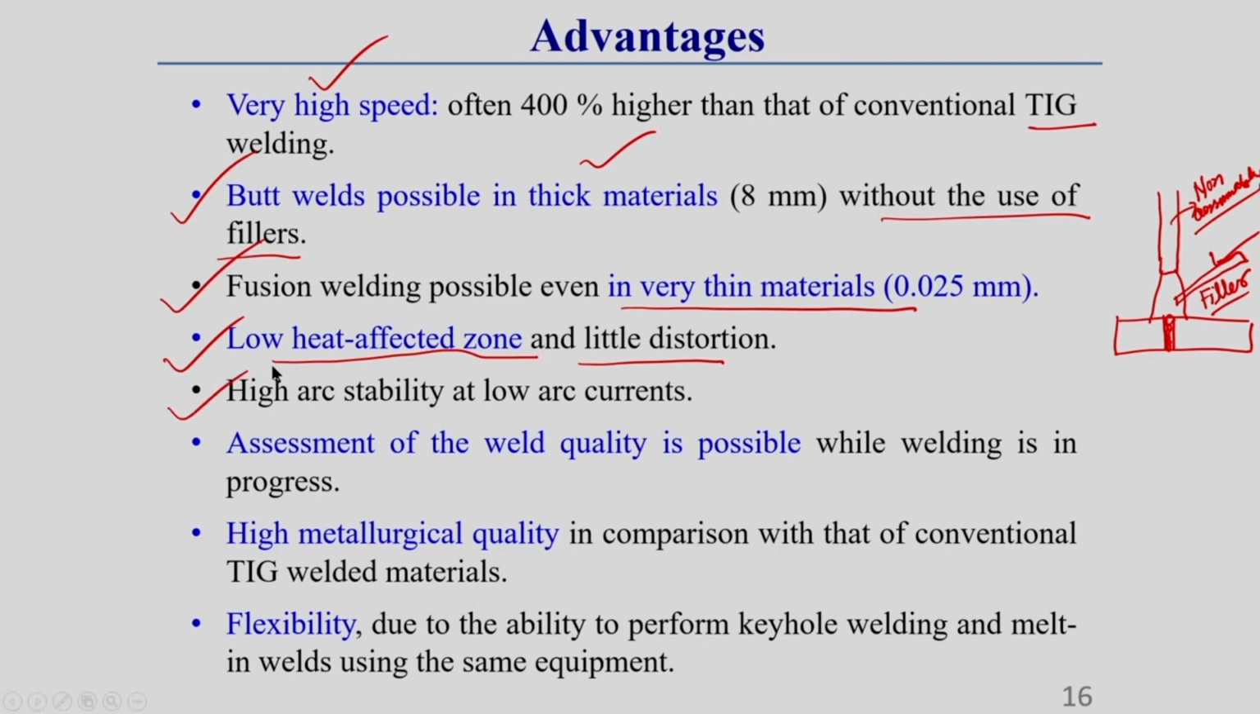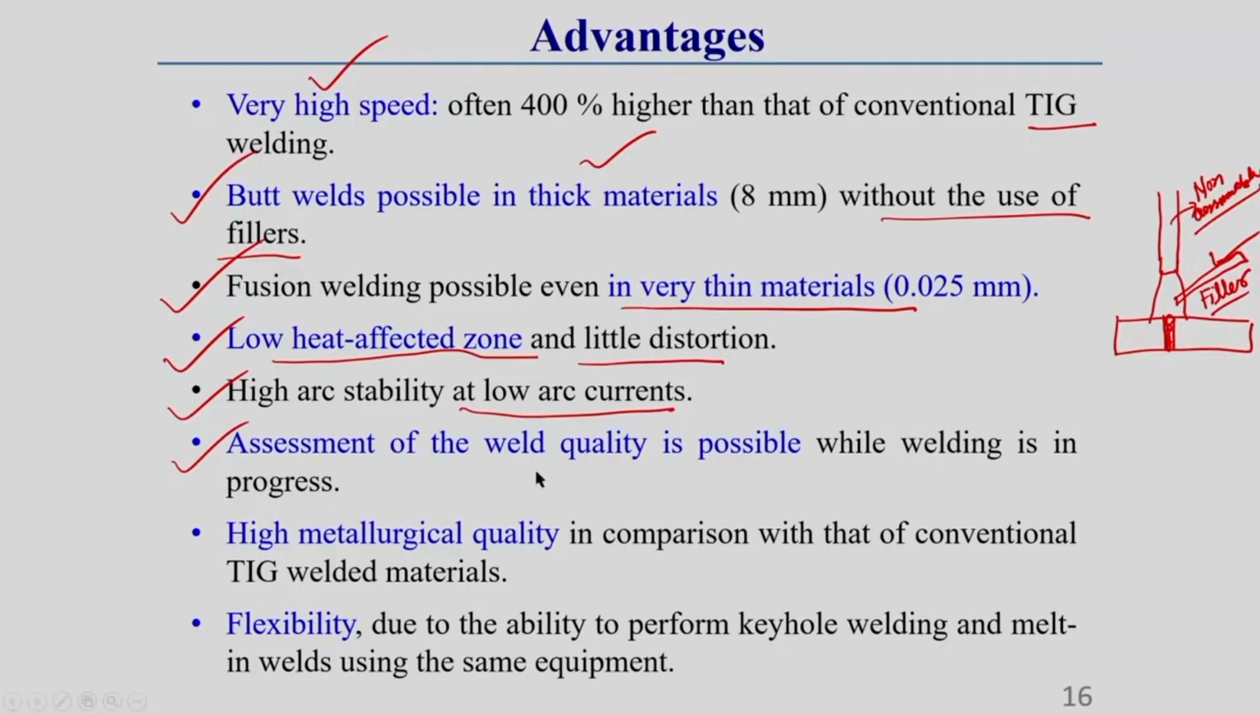Then it has a high arc stability at low arc current, and as this welding process takes place using shielding gases, we can see the arc of this welding process. That is why I have written here, as there is no coverage of the weld pool by flux or other things, the weld pool as well as the arc is well visible. So assessment of the weld quality is possible while welding is in process. That means during the welding process itself we can see the weld pool as well as arc progression. Another point is its metallurgical quality is better in comparison with the TIG welding process, and it is a flexible welding process.